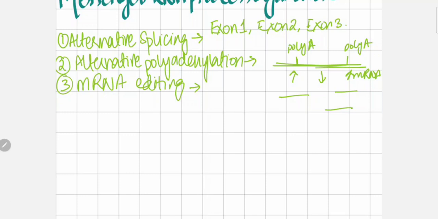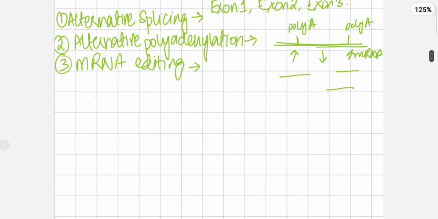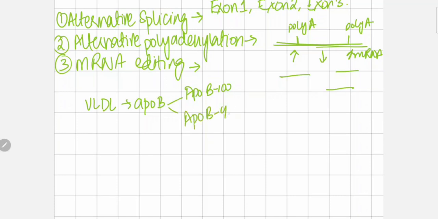Then we have mRNA editing. In mRNA editing, the mRNA, after being fully transcribed and all the modifications are done, can still be altered. This is seen in VLDLs, where we have two types of ApoB proteins: ApoB100 and ApoB48. ApoB100 is made in the liver and ApoB48 is made in the intestine.